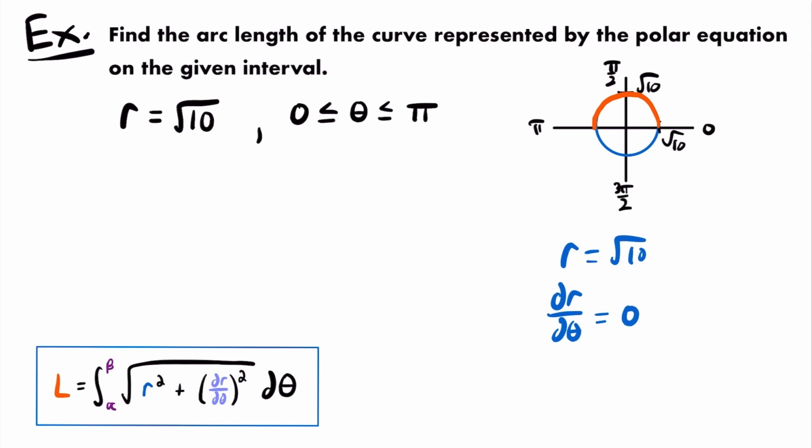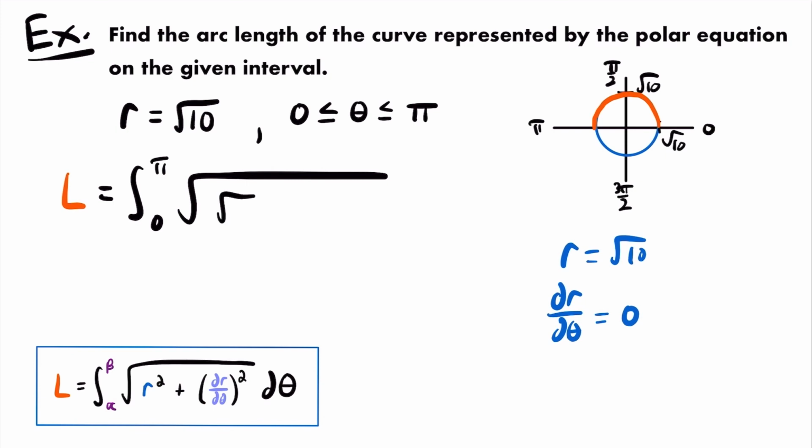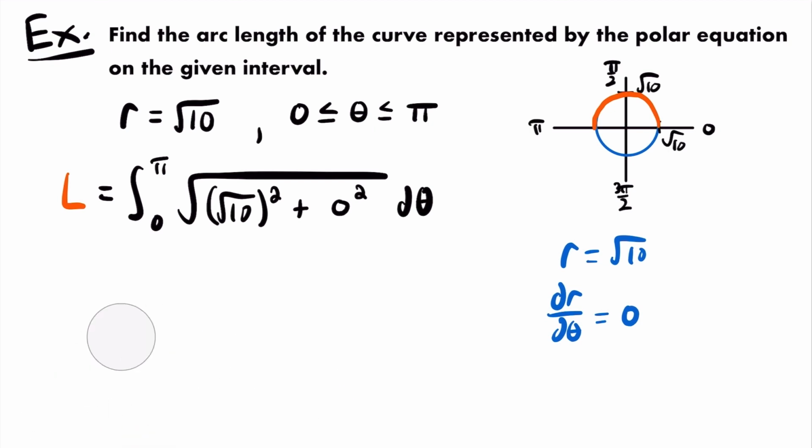So now we have everything that we need to set up this definite integral to calculate the arc length. If we do that, we'll have that the arc length is equal to the integral from 0 to pi of the square root of r squared, and r is the square root of 10, so we'll have the square root of 10 squared plus dr d theta squared, which is 0, so we'll have 0 squared, and then d theta. Now our definite integral is set up. All we have to do is simplify it and solve it.